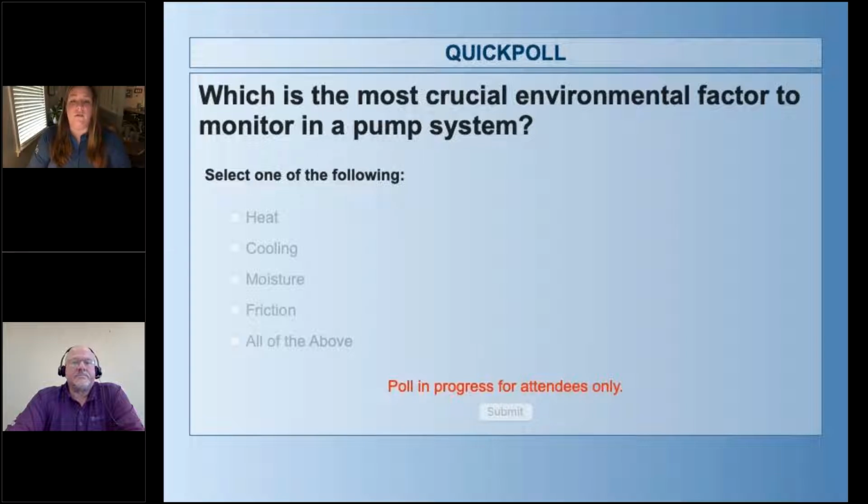Which of these is the most crucial environmental factor to monitor in a pump system? Heat, cooling, moisture, friction, or all the above? I'm going to give everyone just a second to select their answers.